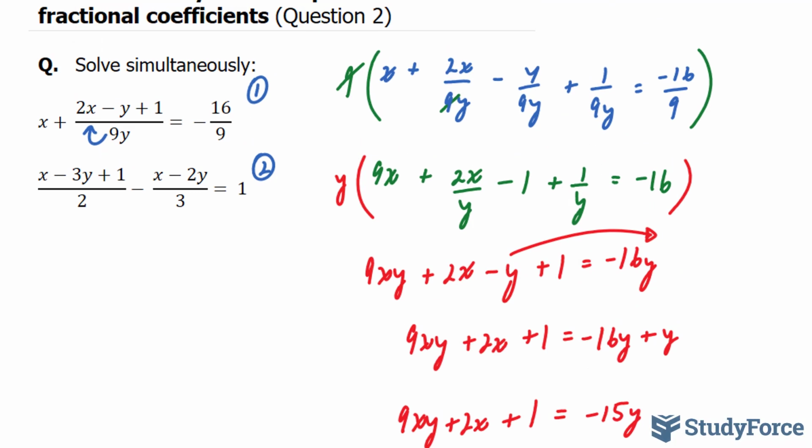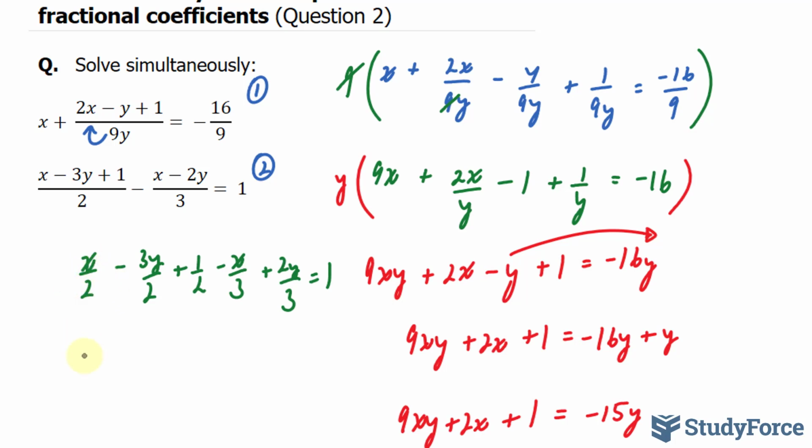using the same technique. I'll distribute this 2 to the 3 terms above, and this 3 to the 2 terms. This gives me x over 2 minus 3y over 2 plus a half minus x over 3 plus 2y over 3 is equal to 1. Just like I did in the first equation, I want to clear the denominator by multiplying it by the lowest common denominator, which in our case is 6.